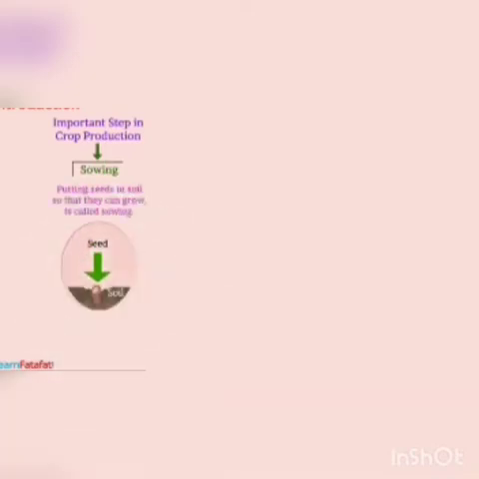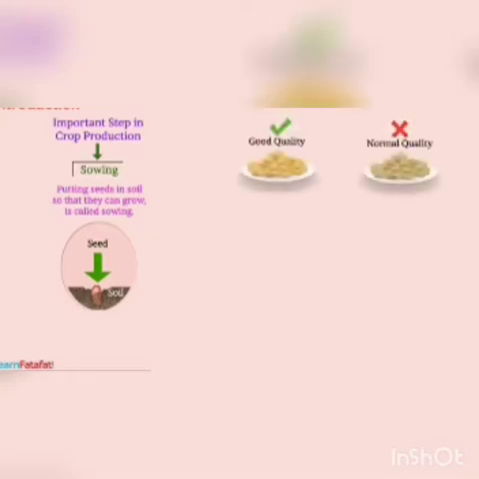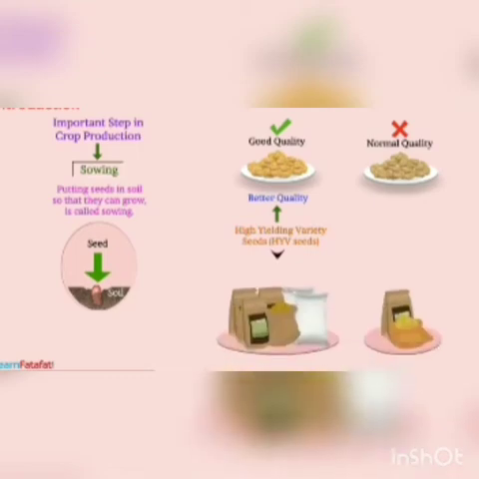The most important step in crop production is sowing. Putting seeds in the soil so that they can grow is called sowing. It is the most important part of crop production. For sowing, farmers select good quality seeds. These are clean and healthy seeds of good variety. High-yielding variety seeds, that is, HYV seeds, are of better quality than the normal quality seeds and give higher yield, higher agricultural produce.